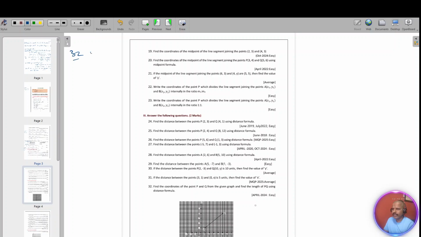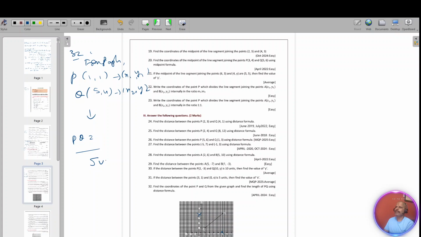See, find the coordinates of P and Q from the graph, then find the PQ distance. What are the coordinates of P and Q? From the graph, P has x coordinate 1 and y coordinate 1, so you can write 1 comma 1. Q has x coordinate 5, y coordinate 4, right? 5 comma 4. Call the first x1, y1 and the second x2, y2, and use the distance formula: square root of (x2 minus x1) whole square plus (y2 minus y1) whole square. You get the value 5 units.